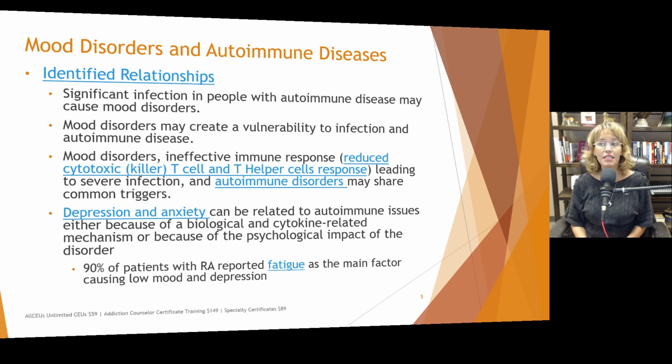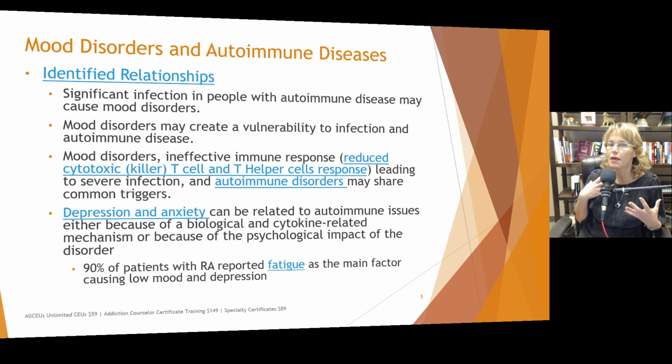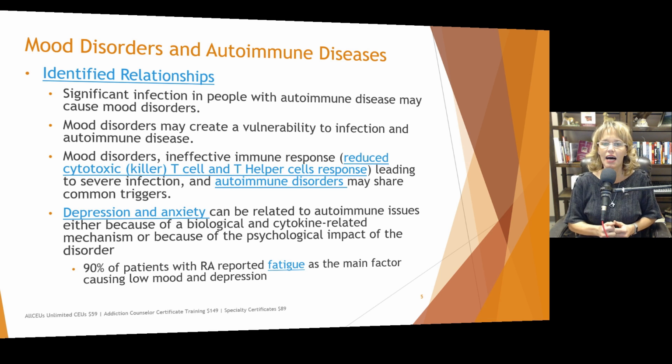Depression and anxiety can be related to autoimmune issues, either because of biological and cytokine-related mechanisms. So when we're depressed, that increase in cytokines actually can cause symptoms of depression and anxiety. Or because of the physiological impact of the disorder, which means when people have autoimmune issues, the pain, the fatigue, the lethargy, those sorts of symptoms, which are very common when you look at the DSM criteria for depression, can cause people to feel frustrated, helpless and hopeless, or anxious. They may feel these symptoms and start getting anxious that it's going to get worse.